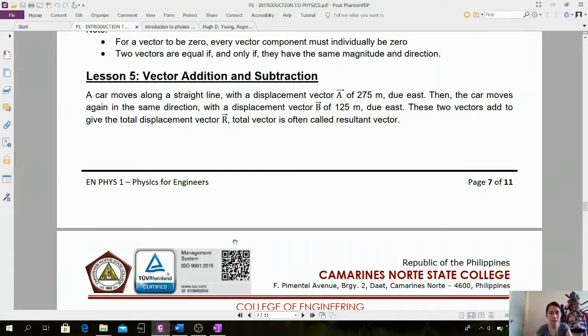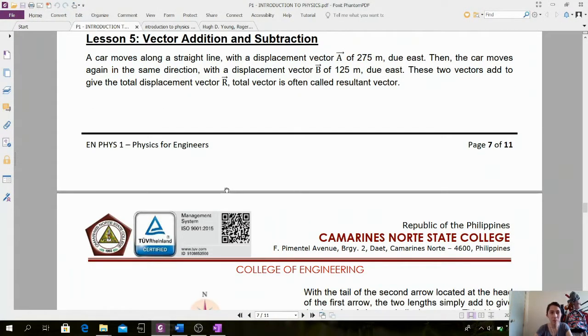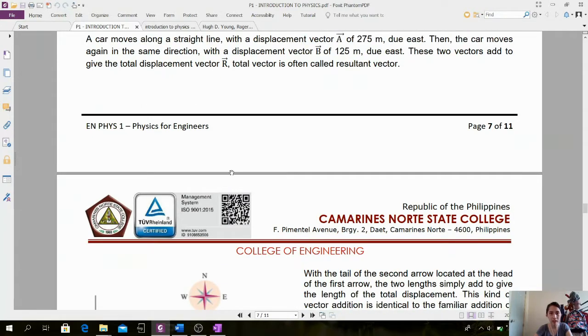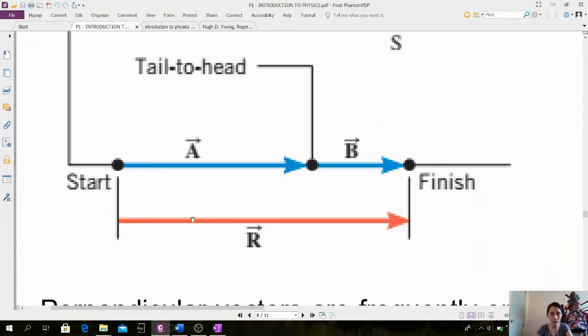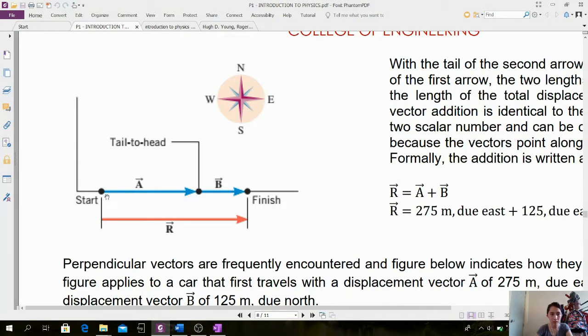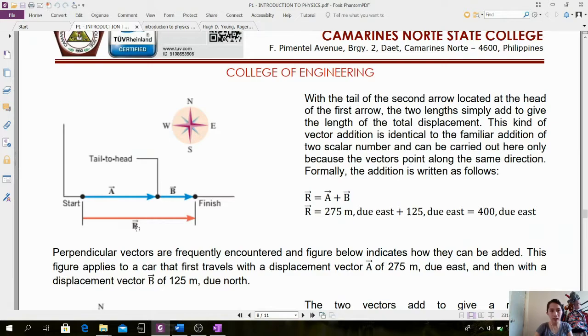Now let's proceed to vector addition and subtraction. Let us suppose that a car moves along a straight line and we have two vectors, A and B. The first one, vector A, is 275 meters due east, and vector B is 125 meters due east also. Notice that these vectors point in the same direction. So if this is the case, we can simply add them to find the resultant vector R.